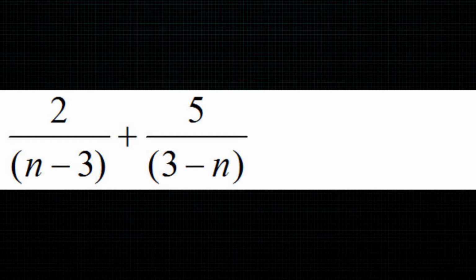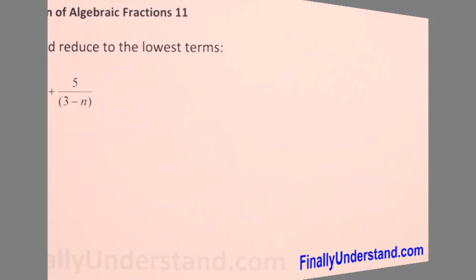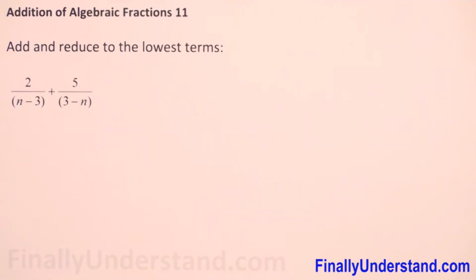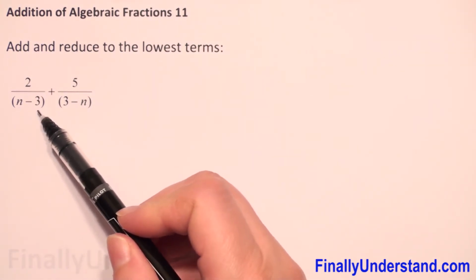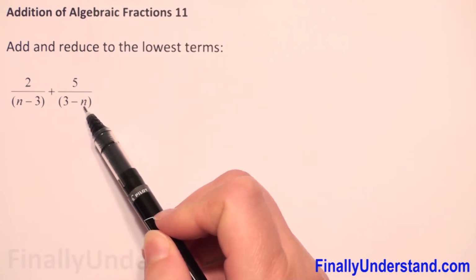We have addition of algebraic fractions. How do we add algebraic fractions? The same as we add fractions. It means we need to have the same denominator. Let's check our denominators. We have n minus 3 and 3 minus n.